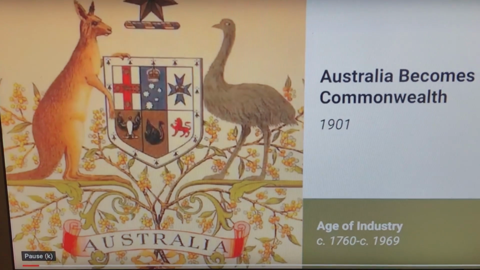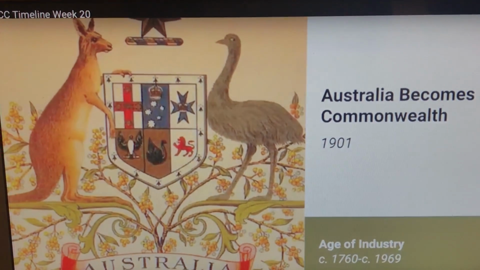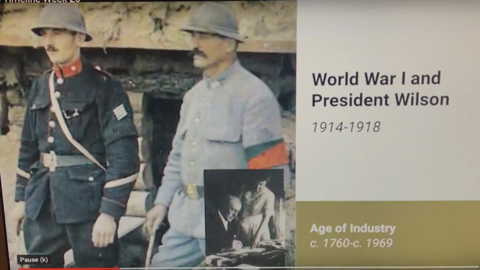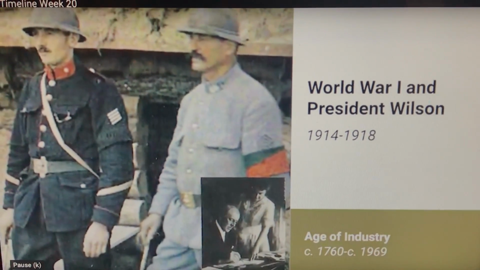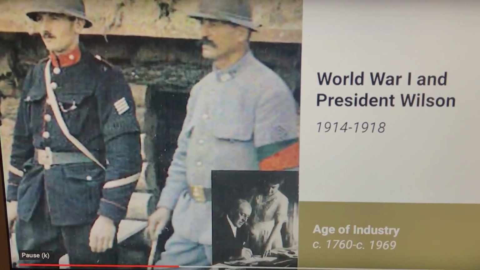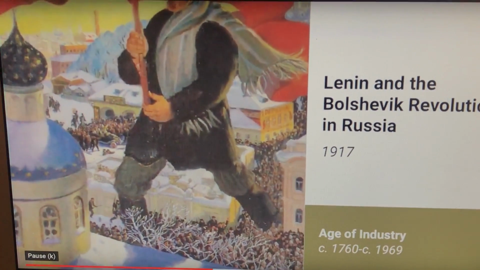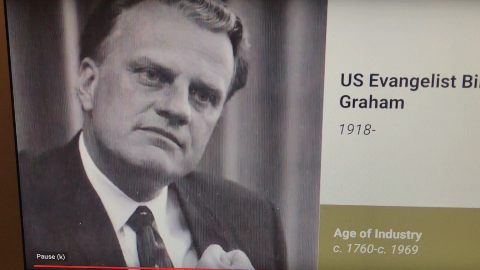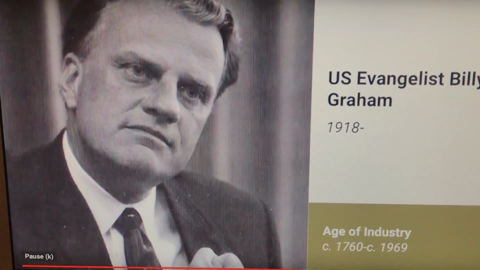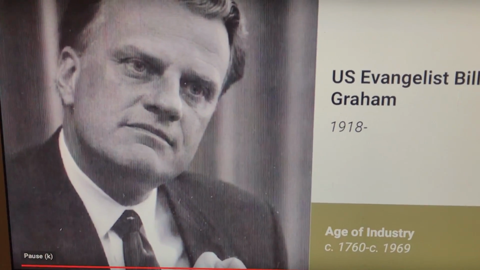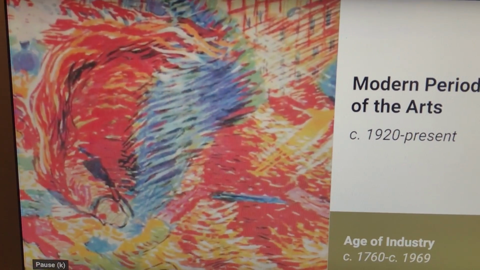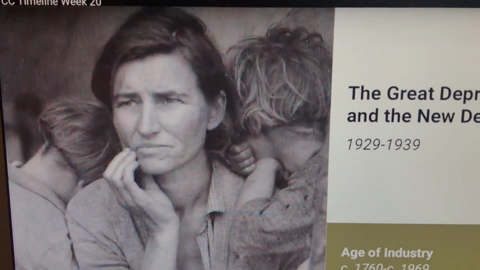Australia becomes a commonwealth. Mexican Revolution, World War I, and President Wilson. Lenin and the Bolshevik Revolution in Russia. U.S. evangelist Billy Graham. Modern period of the arts. The Great Depression.